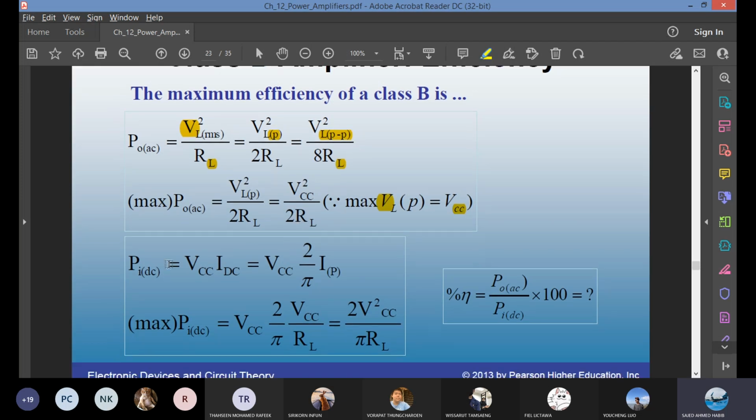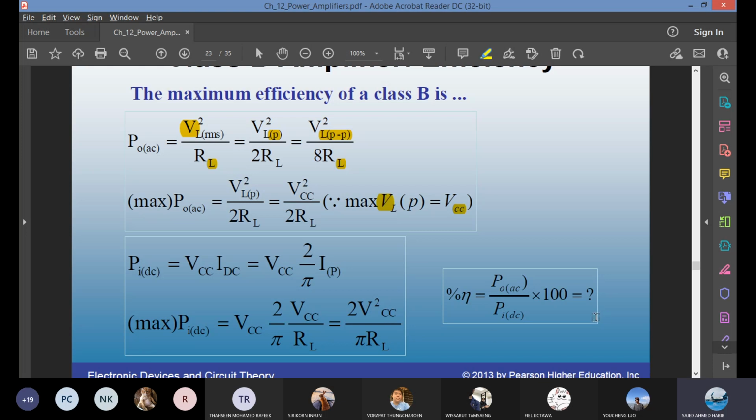The input power we know is a DC power, VCC times IDC. We also know from the previous slide what IDC is: 2 over pi times peak current IP. Further developing the equation, we have VCC 2 over pi. What is peak current? Peak current is peak voltage divided by resistance, Ohm's law. And peak voltage here equals VCC. So in this equation, you can write VCC over RL. You are multiplying with another VCC, it becomes 2 times VCC squared over pi RL.